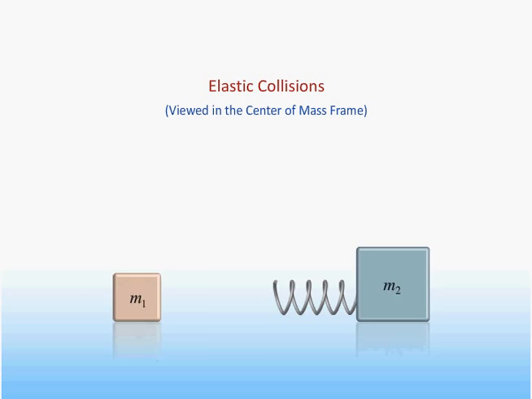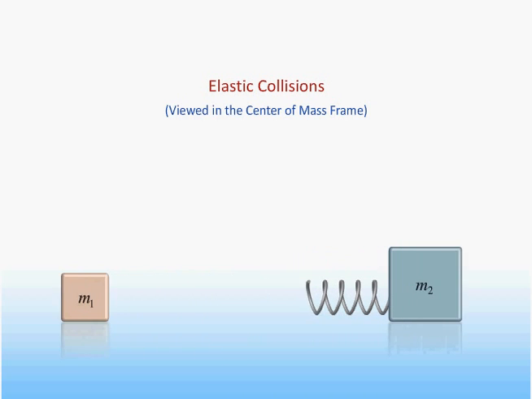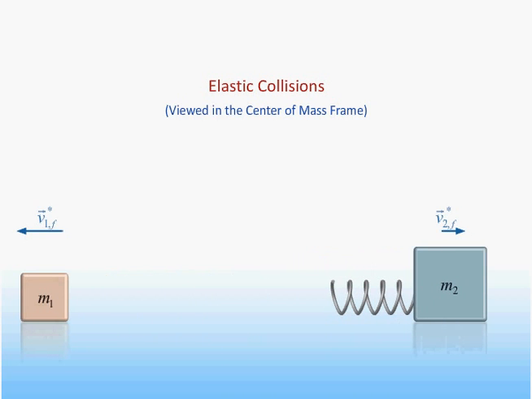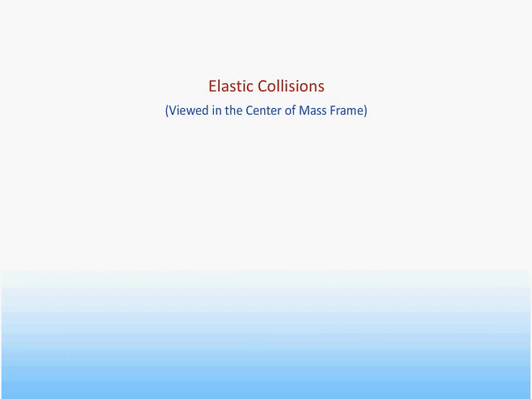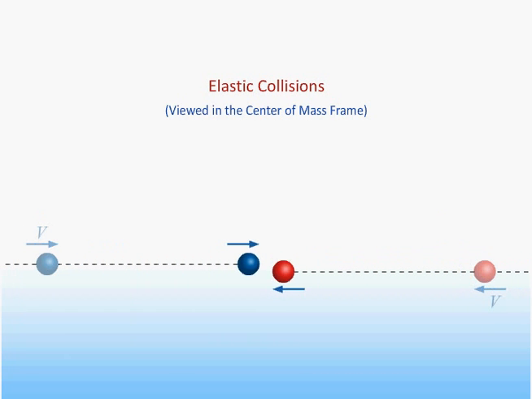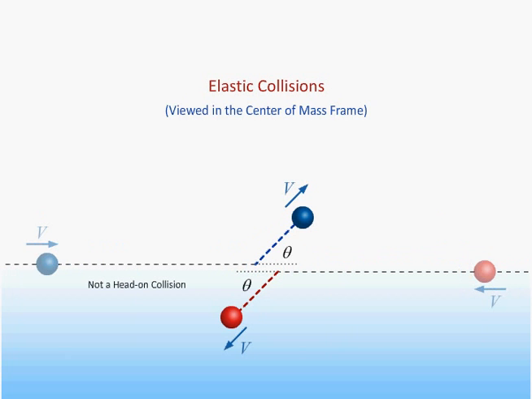We will find that the description of these collisions is significantly simplified in the center of mass frame of the colliding objects. In particular, we will discover that in this frame, the speed of each object after the collision is the same as its speed before the collision.